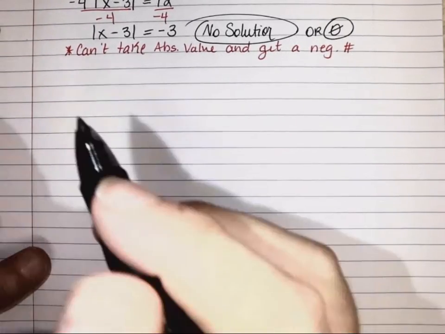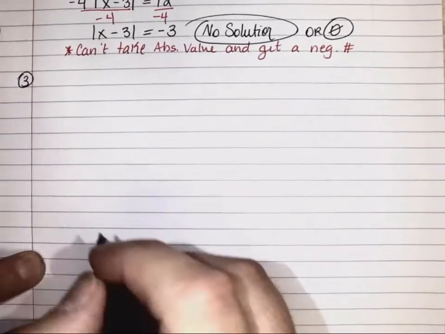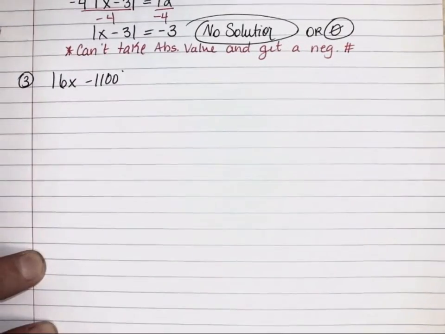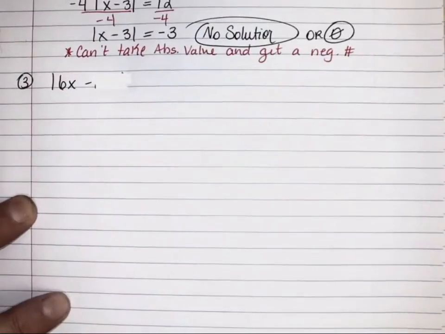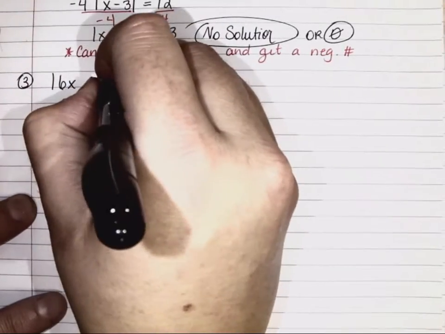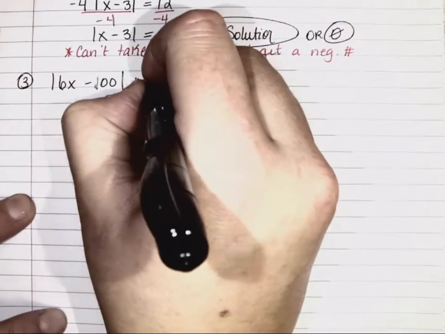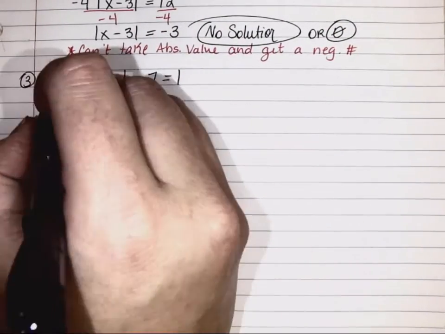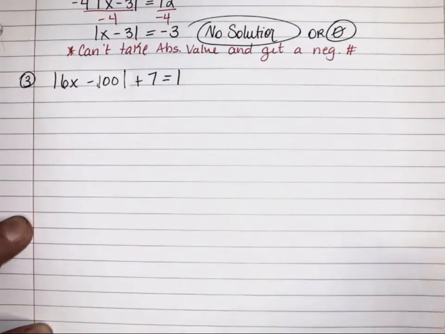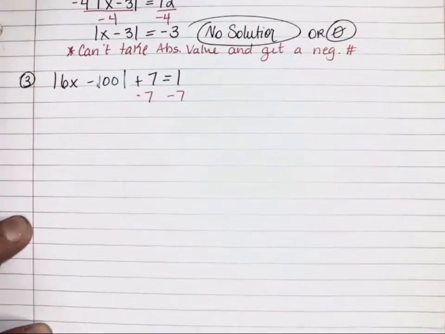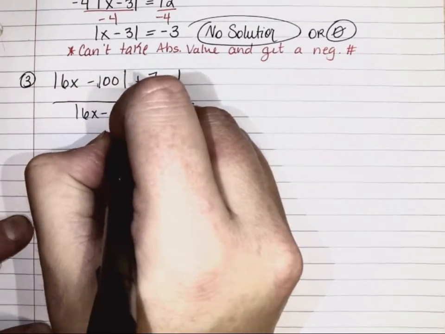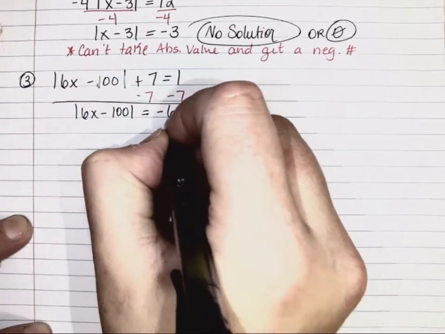Okay, moving on, number 3. You have the absolute value of 6x minus 100, plus 7 equals 1. So once again, isolate your absolute value. I'm going to subtract 7 from both sides, and I get the absolute value of 6x minus 100 equals negative 6.